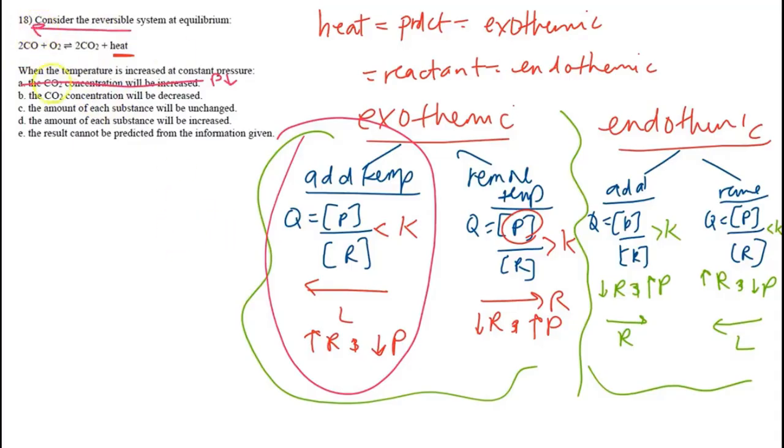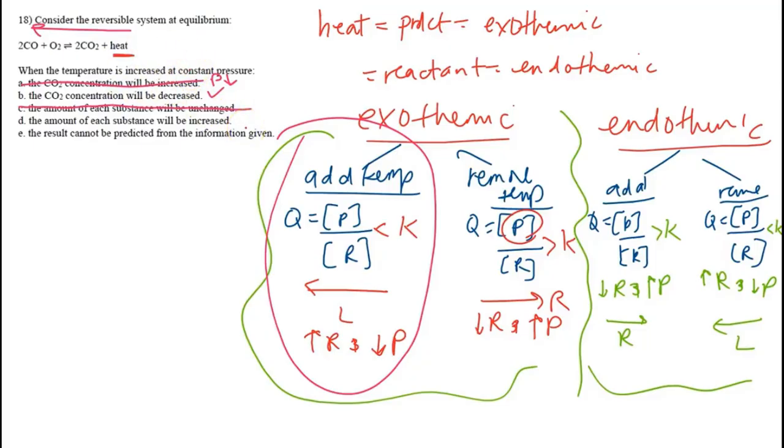Part B, or letter B, the CO2 concentration will be decreased. That's true. We know our products are going to decrease. The amount of each substance will be unchanged. That's untrue because that will be at equilibrium, and we're not. We're saying that we're going to have an increase, which will affect Le Chatelier's principle.